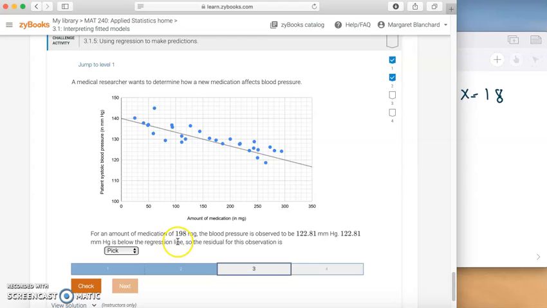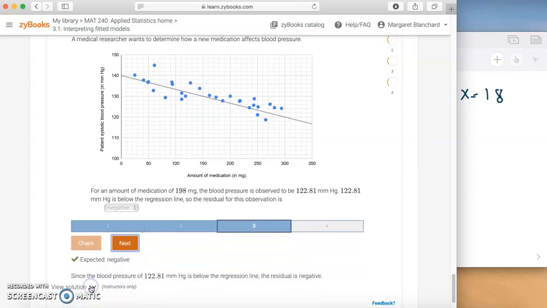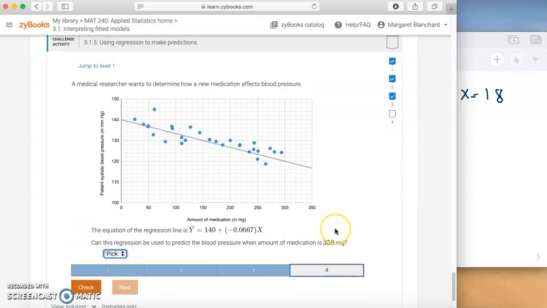So the residual for this observation is negative, positive, or 0. Remember, when you take the residual, you're looking at the observed value minus the data line. So in this case, if it's below, it would be negative. So let's check. Exactly. It's below the regression line, so the residual is negative. Let's go to the next.